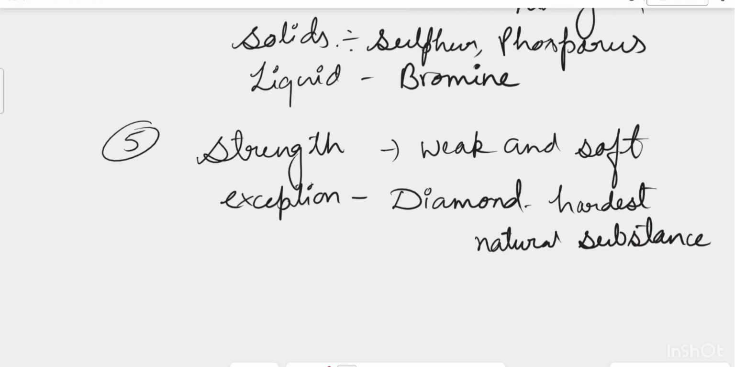So today we understood the definitions and physical properties of metals and non-metals with examples and the exceptions. In the next video, we will start with the chemical properties of metals.